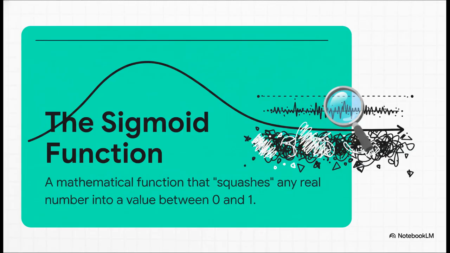It's called the sigmoid function. I want you to think of it like a universal translator. It can take any number the model spits out. It could be -5 million, it could be +10 billion, it doesn't matter, and it gently squashes that number so it fits perfectly between 0 and 1.